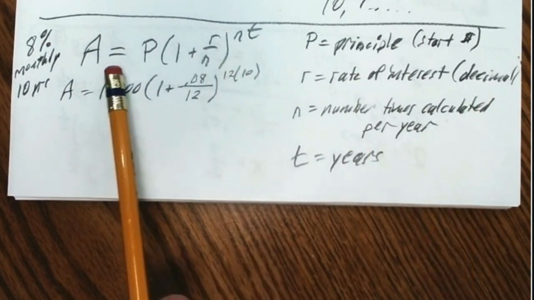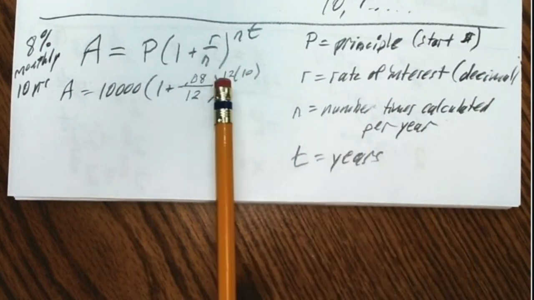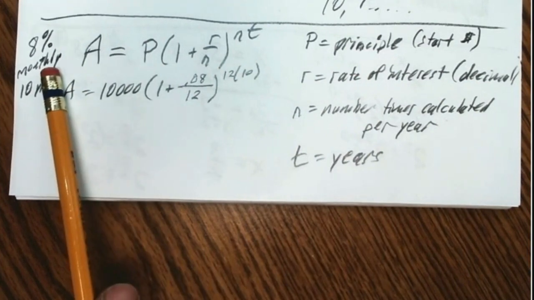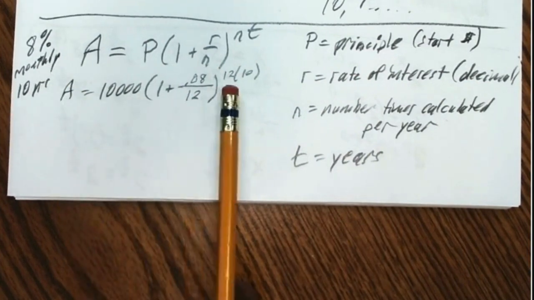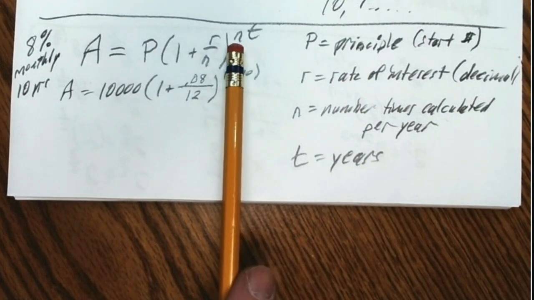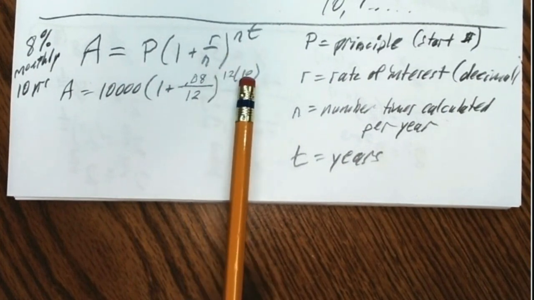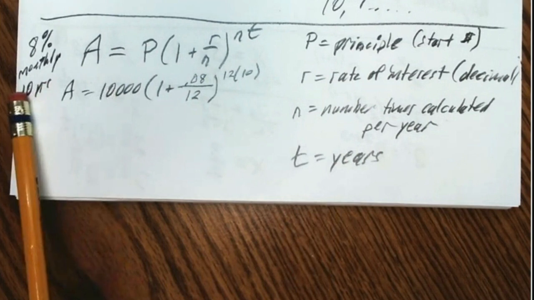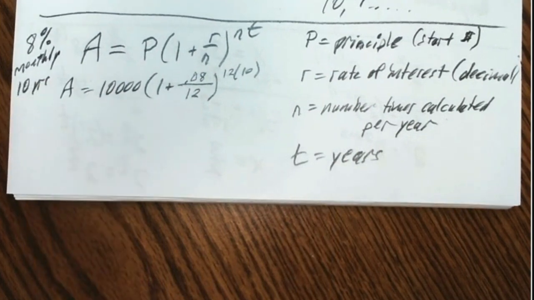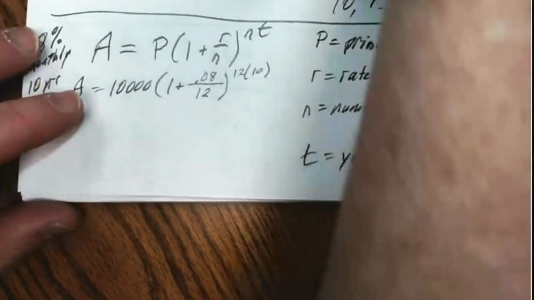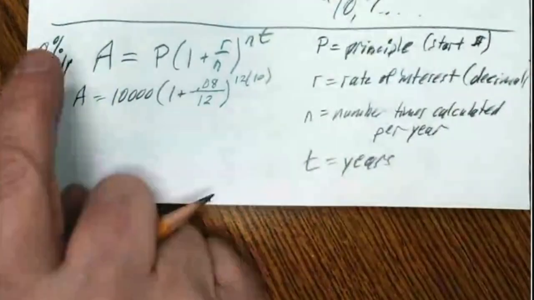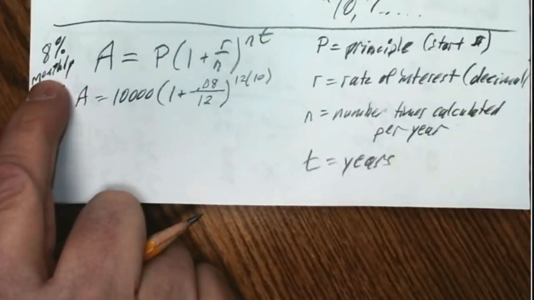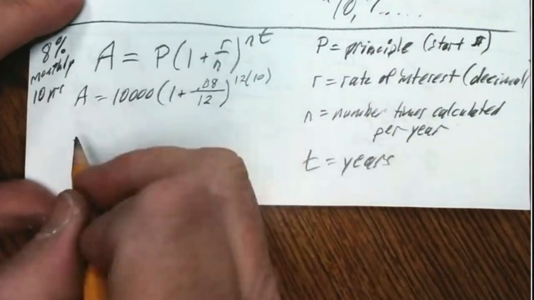N is the number of times calculated per year. So if it's monthly, we're dividing it by 12, and then we're also multiplying it by 12 up here for the N. And then T is the years. So we said after 10 years, how much money will we have if we put it somewhere where it's going to make 8% interest, and they're going to give us our interest every month. So let's do this math then.